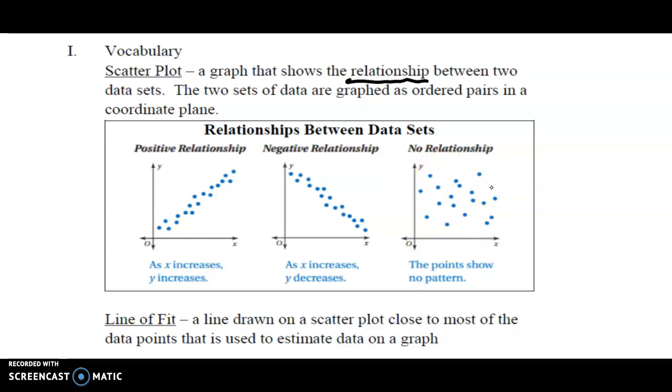Why relationships are important is they help us to make predictions about future ordered pairs in that relationship or in that data set. The last thing we'll do today is a line of best fit, and it's a line drawn on a scatter plot close to most of the data points that is used for estimation. And that's what we'll use specifically to make predictions.